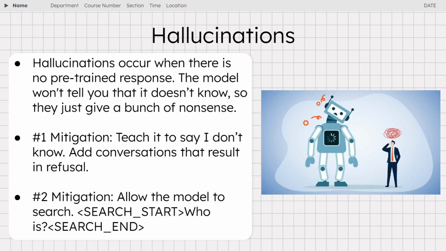So what happens when you ask a base model a complicated task or information that it doesn't have in memory? Well, you will create hallucinations. Hallucinations occur when there is no pre-trained response. The model won't tell you that it doesn't know, so it will just give you a bunch of nonsense.